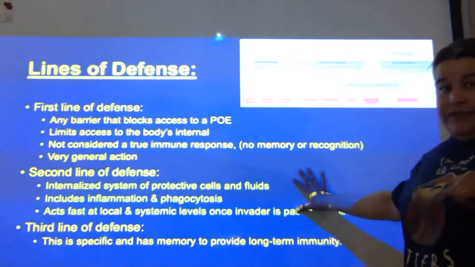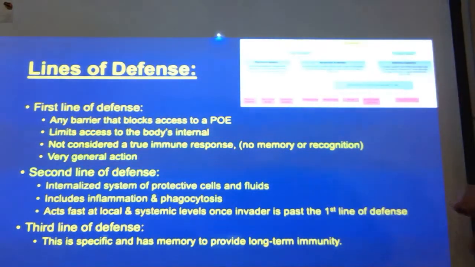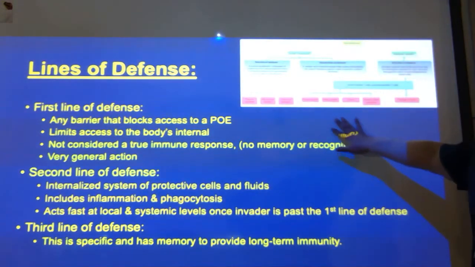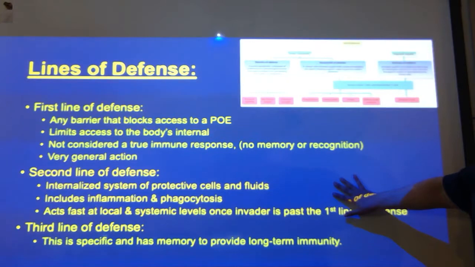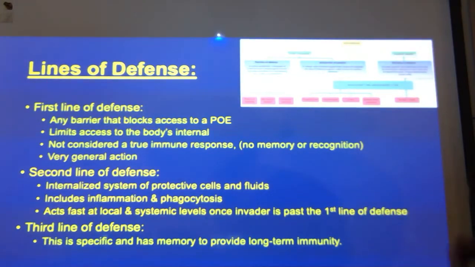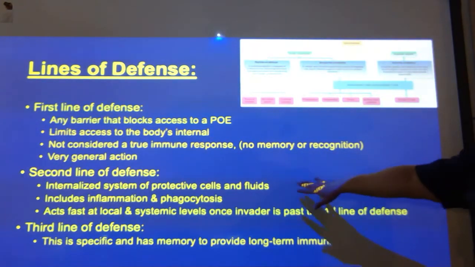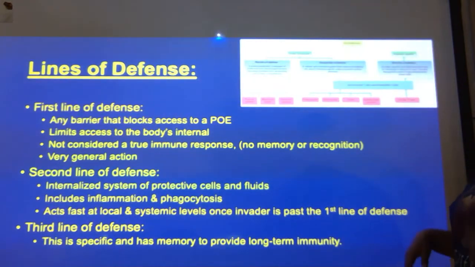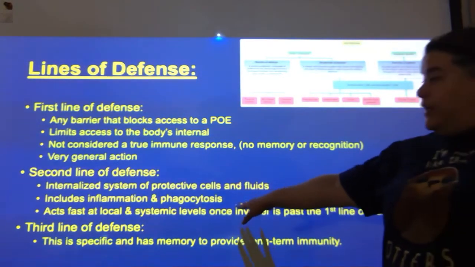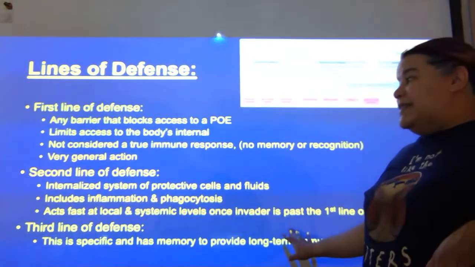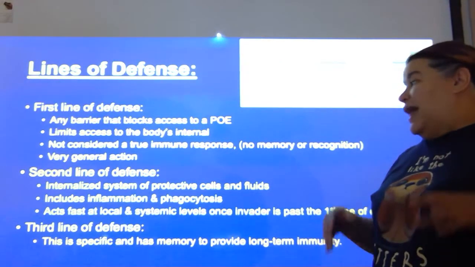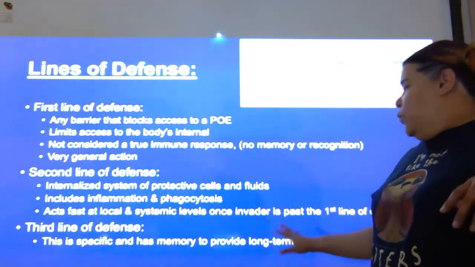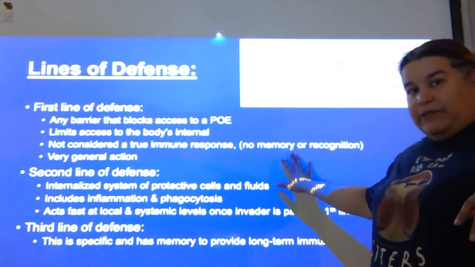The second line of defense. The second line of defense is an internalized system. If I get past first, second is going to be the one that's going to try and defend me next. I've got protective cells. I've got protective fluids. We have processes such as inflammation and phagocytosis. This acts fast at local and systemic levels once the invader is past that first line of defense.